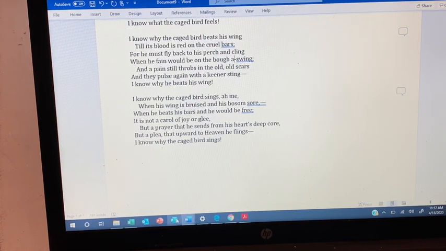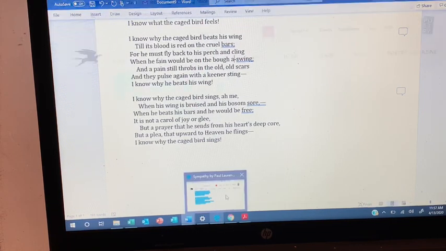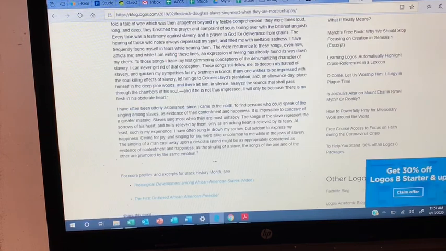I mean, we can really jump to the end of chapter 2 of Narrative of the Life of Frederick Douglass, where he says, "I've often been utterly astonished since I came to the North to find persons who could speak of the singing among slaves as evidence of their contentment and happiness. It's impossible to conceive of a greater mistake. Slaves sing most when they are most unhappy."